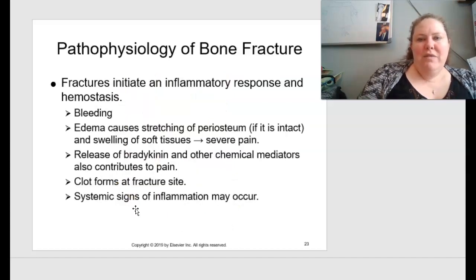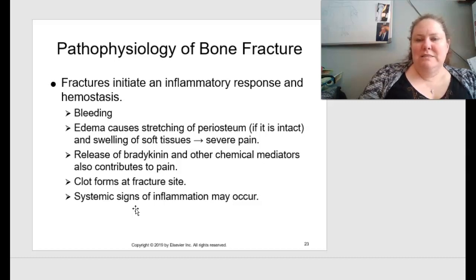So what about pathophysiology of the bone fractures? Well, the fractures are going to initiate an inflammatory response as well as a disruption in homeostasis. And so it can cause bleeding, it can cause swelling or edema, and that edema can cause a stretching of the periosteum if that periosteum is still intact, as well as the swelling of the soft tissues. And this can cause very severe pain.